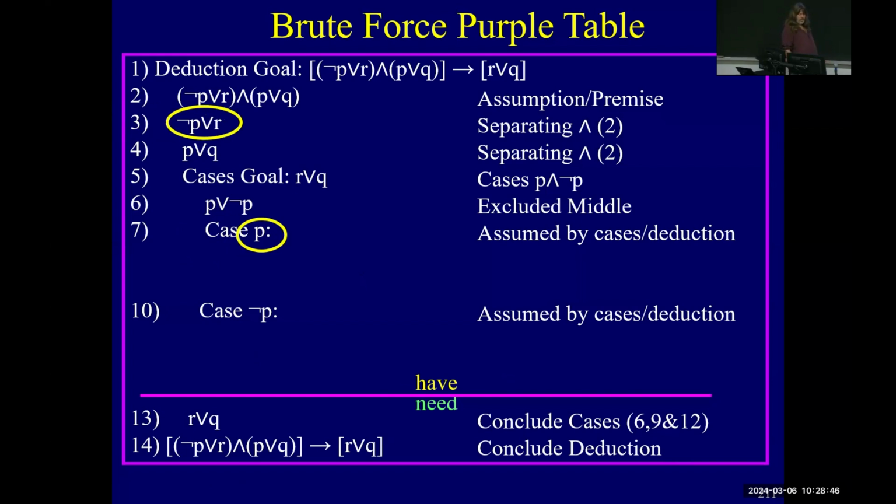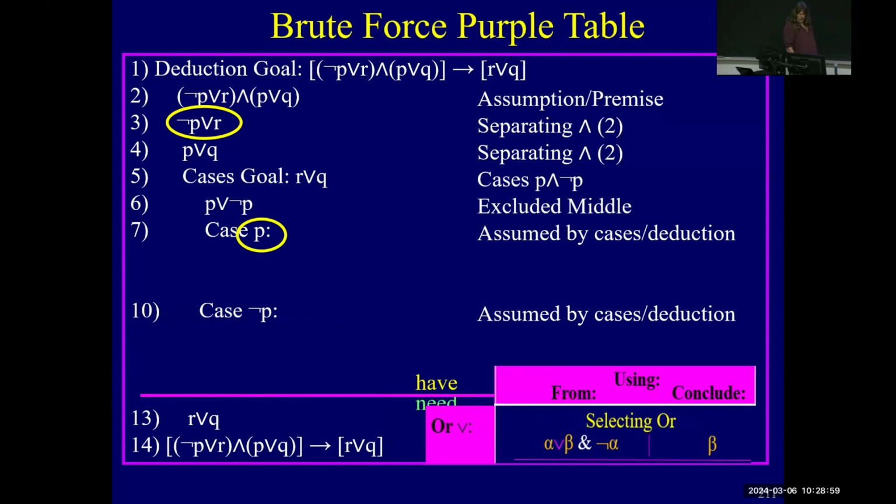Then what do we do? We say, well, if P is true, again, how do you use ORs? Well, how do you use an OR? One way to use an OR is by cases, and we're kind of doing that already. The other way is by selecting: if you know one of them is false, then you get the other, right? So here I know P is true, so not P is false, and that gives me R.